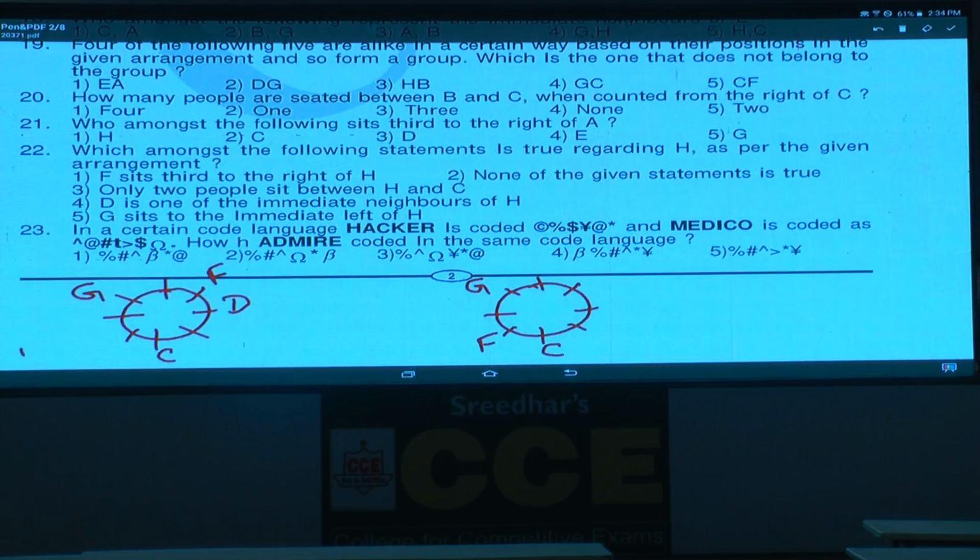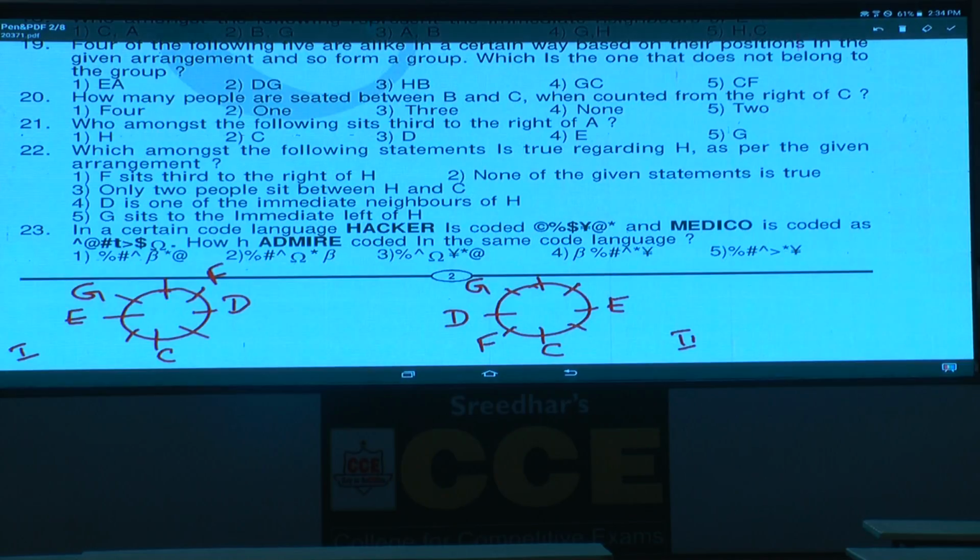This is case 1, and in case 2, D is to the immediate left of F and D must be in between G and F. Only 3 persons between D and E. Among these 8 persons, 3 persons in between means they are opposite to each other. Hence D and E are opposite. Here also D and E are opposite.